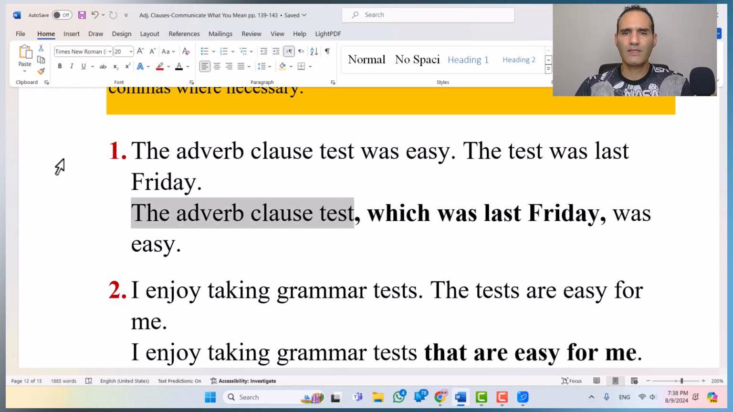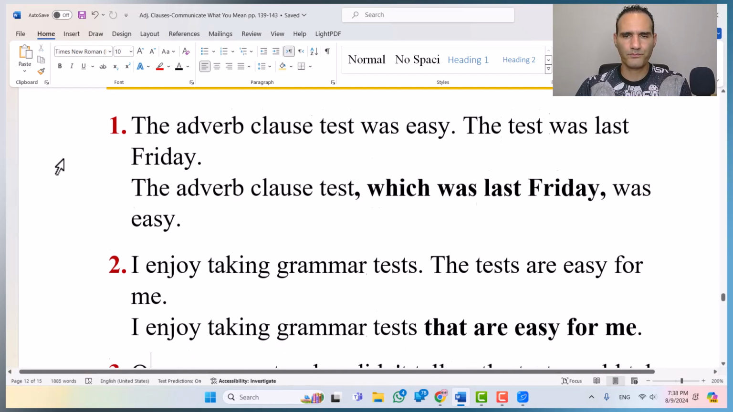The adverb clause test, which was last Friday, was easy. So add the adjective clause here. It is about the test and we know which test we are talking about. We imagine that it is two students and they are talking about a specific test. That's why they say the adverb clause test was last Friday. So it is unnecessary with the two commas.